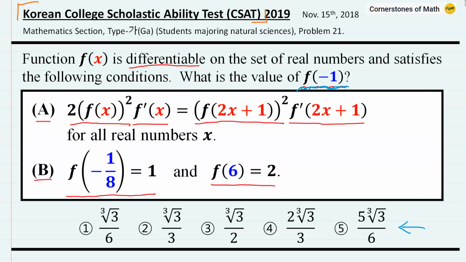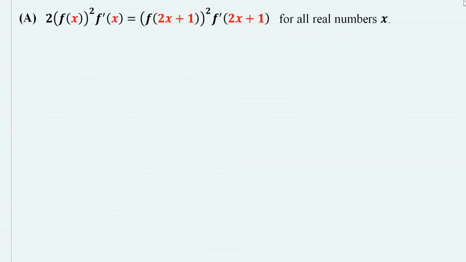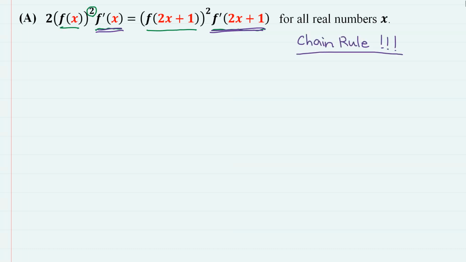Alright, so obviously we have to start from this seemingly complicated condition A. But in fact, it is not complicated at all. If you take a look at the left-hand side, we have f(x) raised to some power, in this case 2, multiplied by its derivative f'(x). And on the right-hand side, we have the similar expression f(2x+1) squared multiplied by the derivative f'(2x+1). Now where can we find this kind of expression where the derivatives are multiplied to the original function? In the chain rule, right?